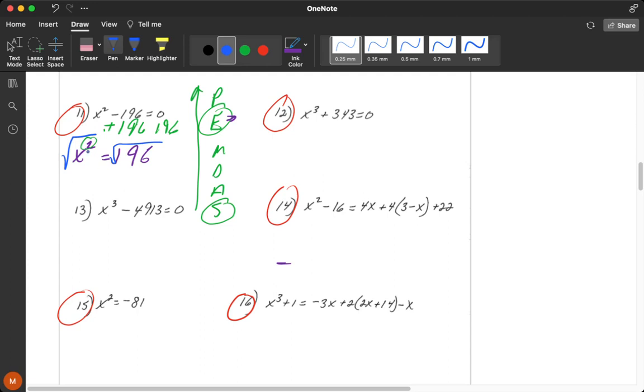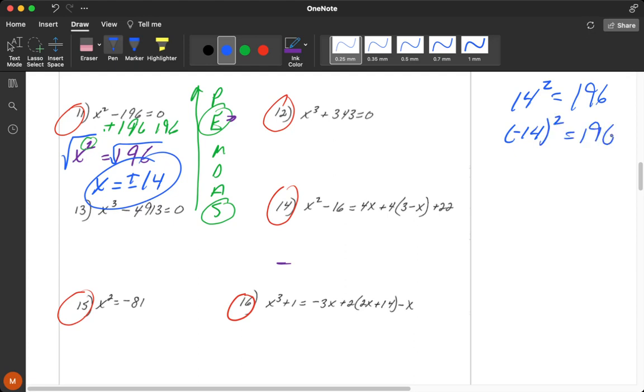Then, since it's an even power, I know x is equal to plus or minus the square root of 196, which is 14, because 14 squared is 196, but so is negative 14 squared, because negative 14 squared is actually telling us negative 14 times negative 14. So make sure that you are doing the plus or minus.